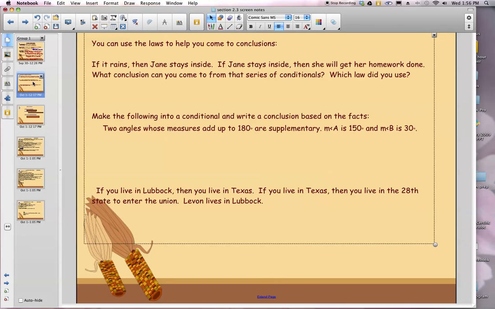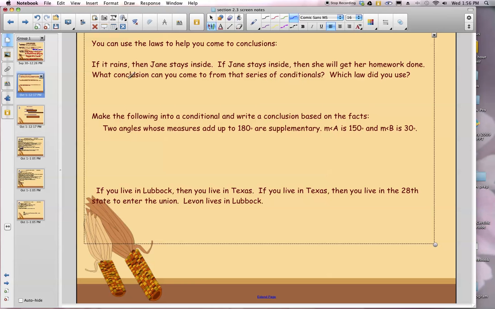We'll use some of them separately and some of them together. Okay, so let's see here. It says you can use the laws to help you come to some conclusions. All right, here's what we've got. If it rains, then Jane stays inside. If she stays inside, then she will get her homework done.